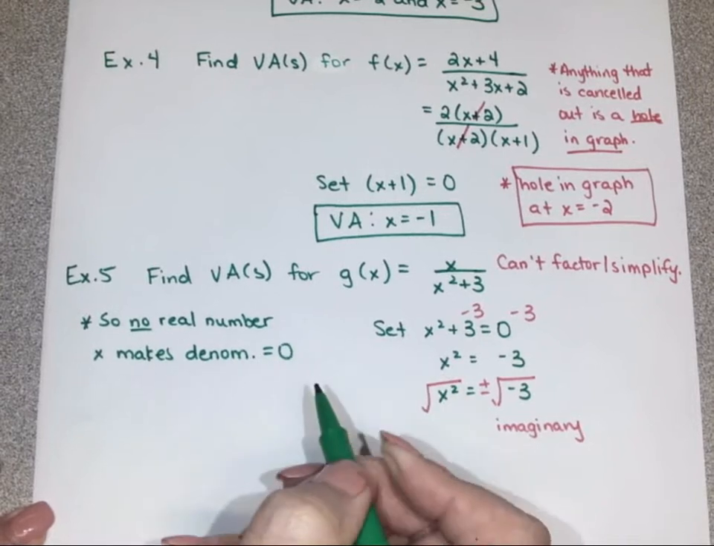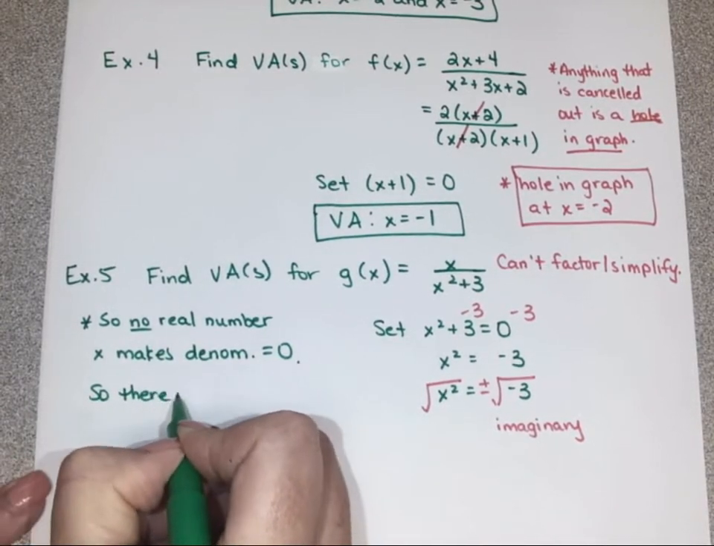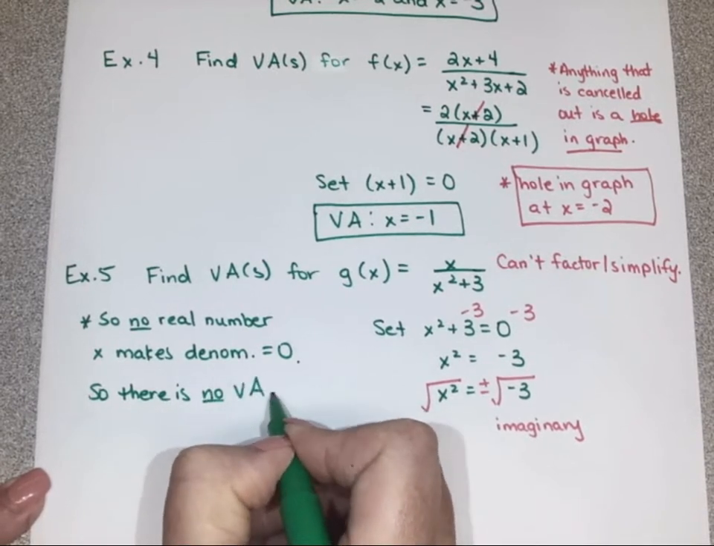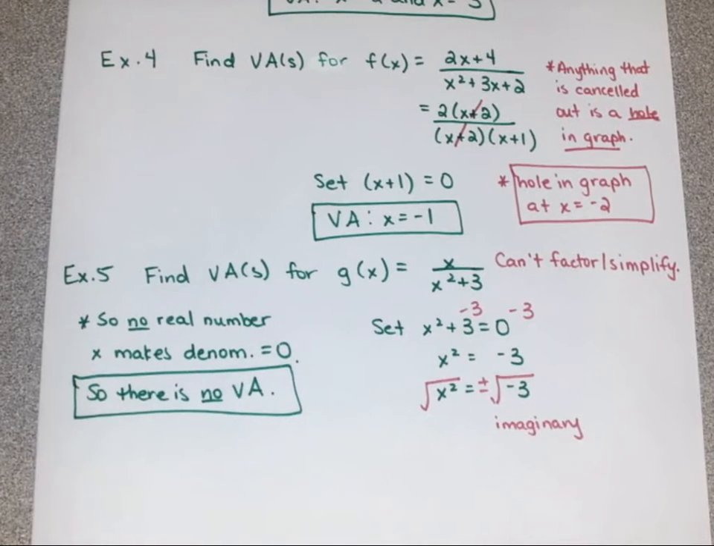So what do you think that means? Yeah, there's none. Okay, there is no vertical asymptote. If you can't make the denominator 0 even after simplifying, then it means there wasn't a vertical asymptote to begin with. So if you were to look at that graph, you wouldn't find a space where it looks like it's getting close to without actually crossing.